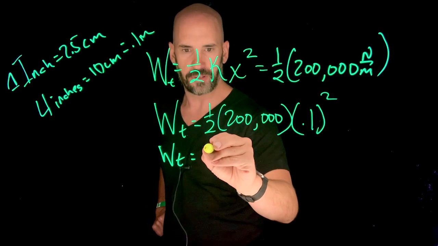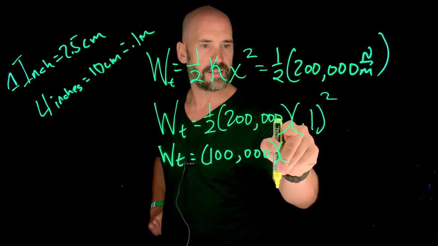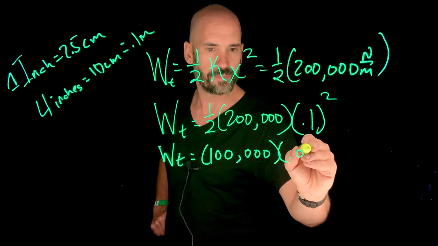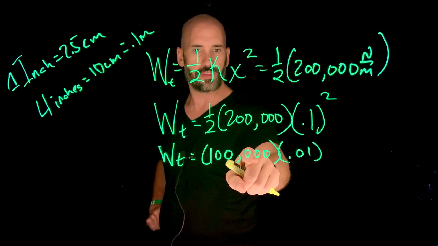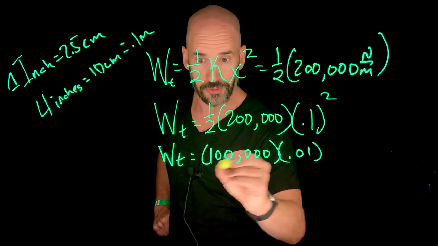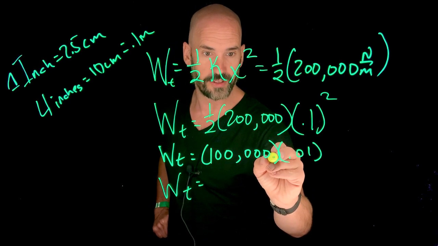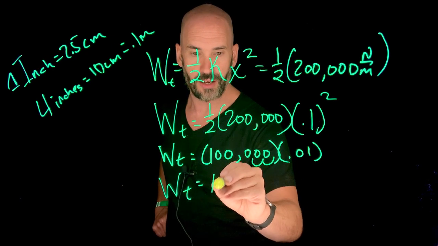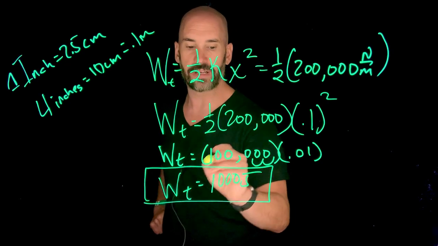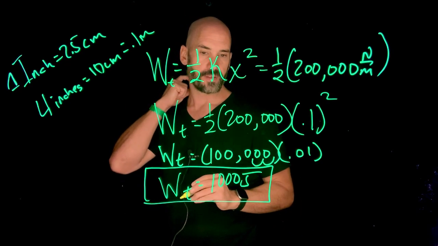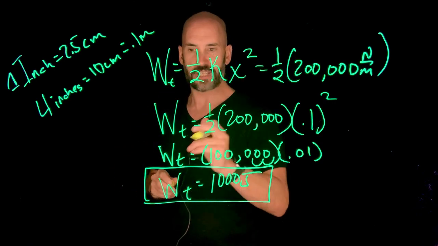200,000 divided by 2 is just 100,000, right? And then 0.1 squared is just 0.01, right? So if I multiply 0.01 times 100,000, really all I'm doing is moving the decimal place over twice. So I'm moving it once, twice, and I get about 1,000 joules. So the work that that tendon is doing during that extension is going to be about 1,000 joules. Okay, so that's part A.